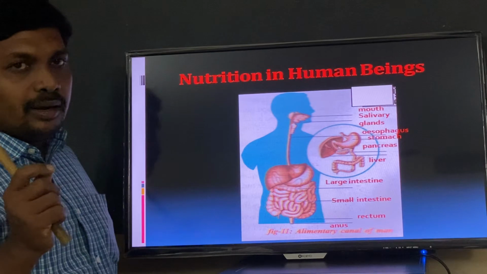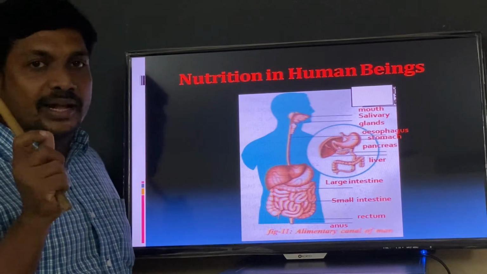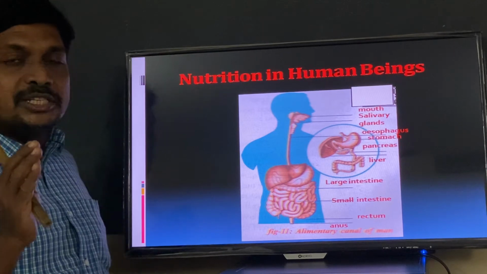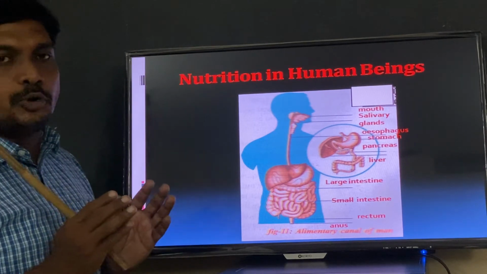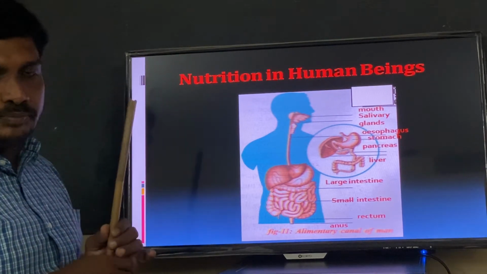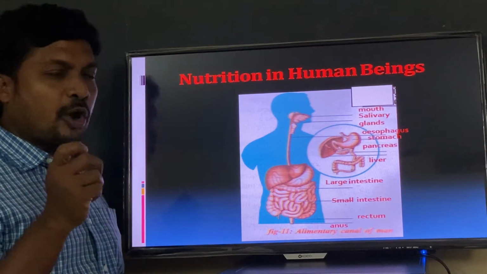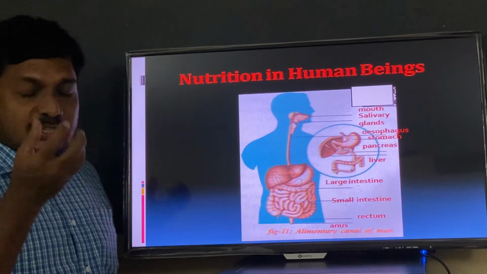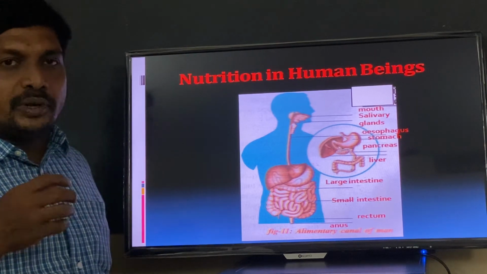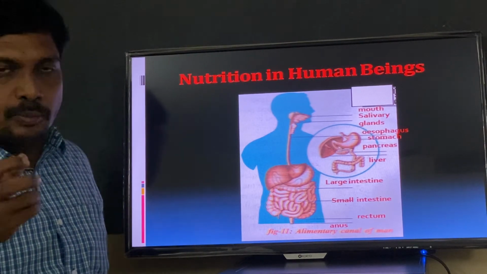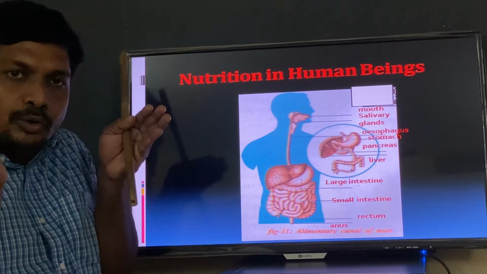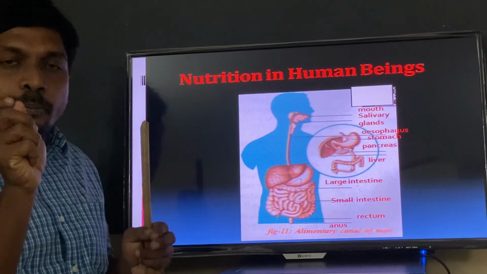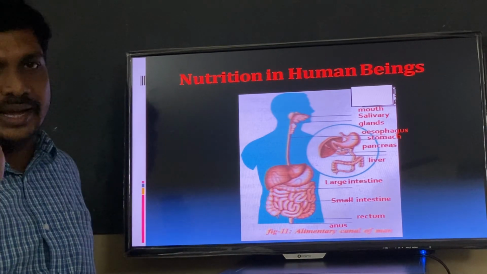Keep it in mind. Enzymes are the chemical substances which help to break down complex food molecules into simple ones. What is the reason behind this? We do not have the ability to get energy from complex food molecules. So the complex molecules must be converted into simple ones. That is called digestion. Very important one mark question. What is meant by digestion?